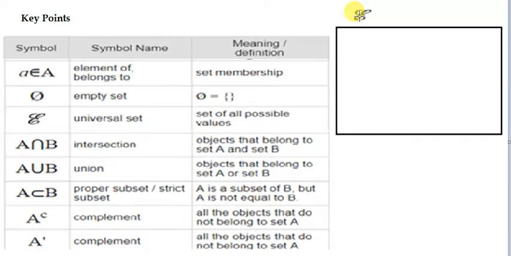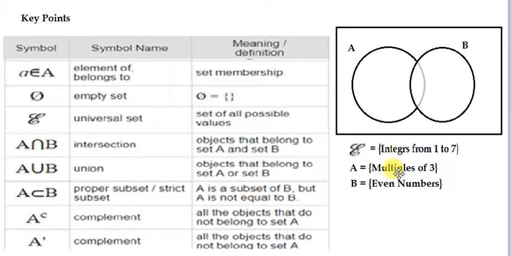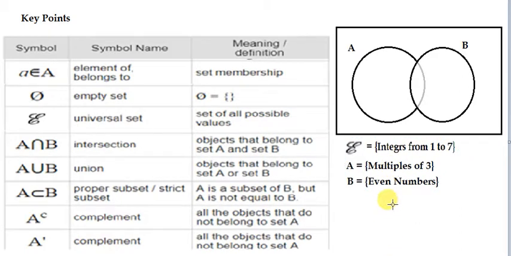Now let us assume we have got two sets, that is A and B. Set A and set B. So let us assume that we have got an example like this. We have got a universal set having integers from 1 to 7, a set A having elements which are multiples of 3, that is 3, 6, etc. Set B which are even numbers 2, 4, 6.